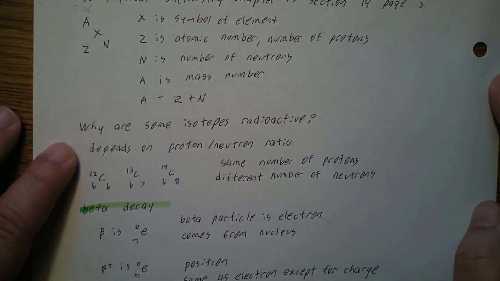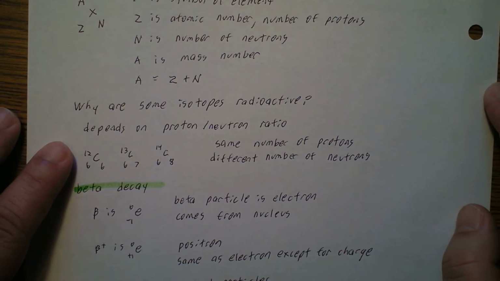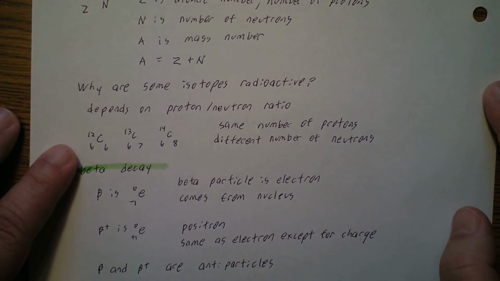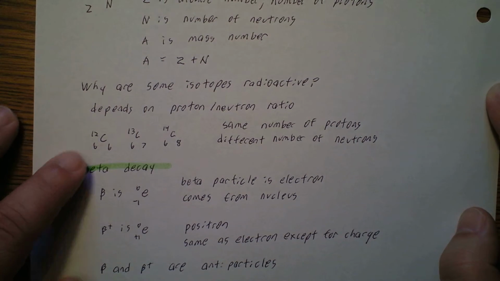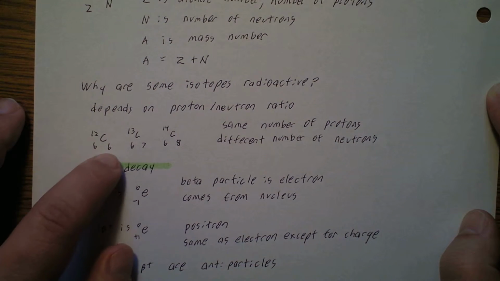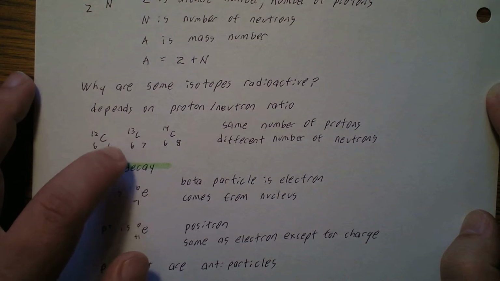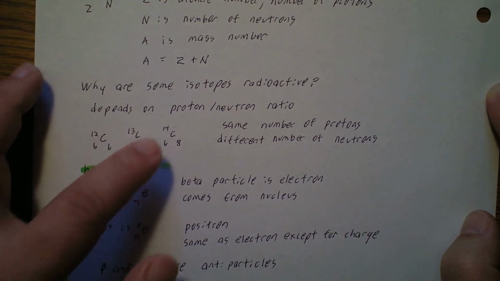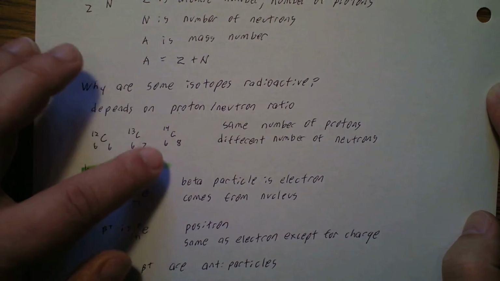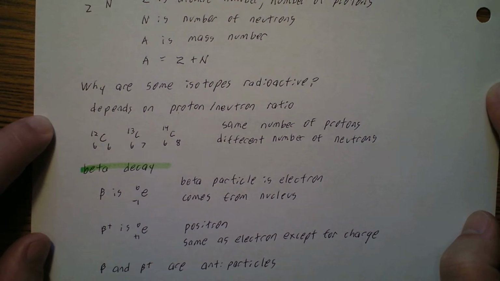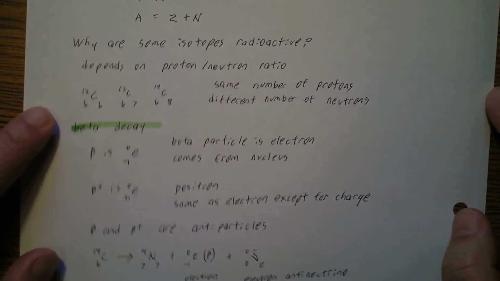Now, why are isotopes radioactive? Well, it depends on the proton-neutron ratio. For example, there's at least 3 isotopes of carbon. There's carbon-12, 6 protons and 6 neutrons. Carbon-13, which is 6 protons, 7 neutrons. And carbon-14, which is 6 protons, 8 neutrons. So they have the same number of protons, because remember, it's the number of protons that define the element, but they have a different number of neutrons.